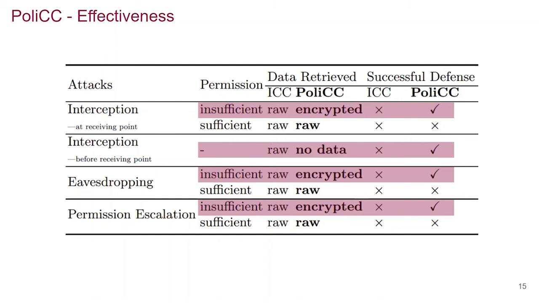Here is our evaluation result. We mimicked 4 attack scenarios to check PolicyC's effectiveness, including interception at the receiving point, interception before the receiving point, eavesdropping, and permission escalation. For all of these cases, if the destination has insufficient permissions or tampered with the routing information, then the destination app cannot access the raw data. So PolicyC successfully defends against such attacks.